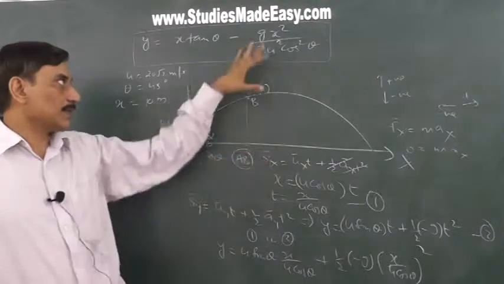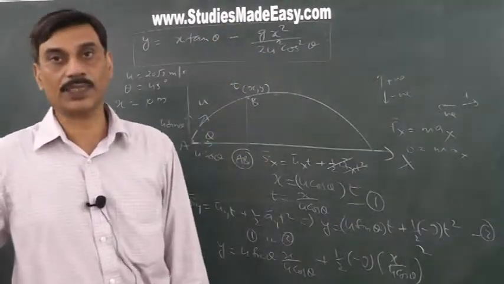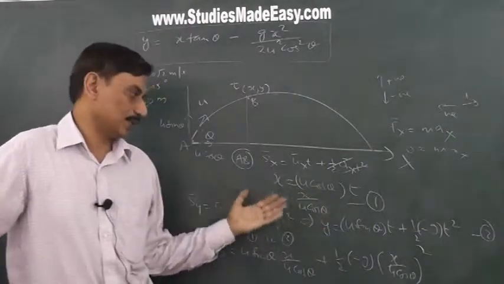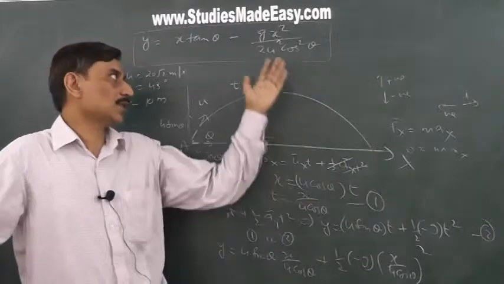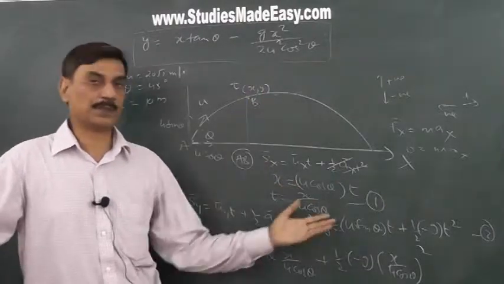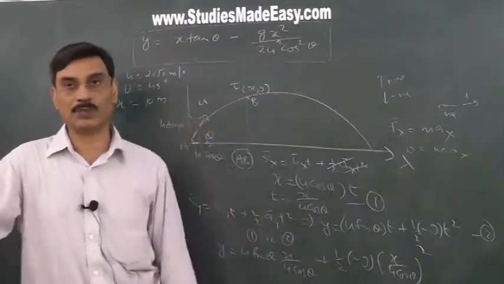So do not simply cram this formula, that is y is equal to x tan theta minus gx square upon 2u square cos square theta. You should know how we get to this equation. This is not a complex equation. It is primarily using the basic concept of projectile motion that we have reached this formula.